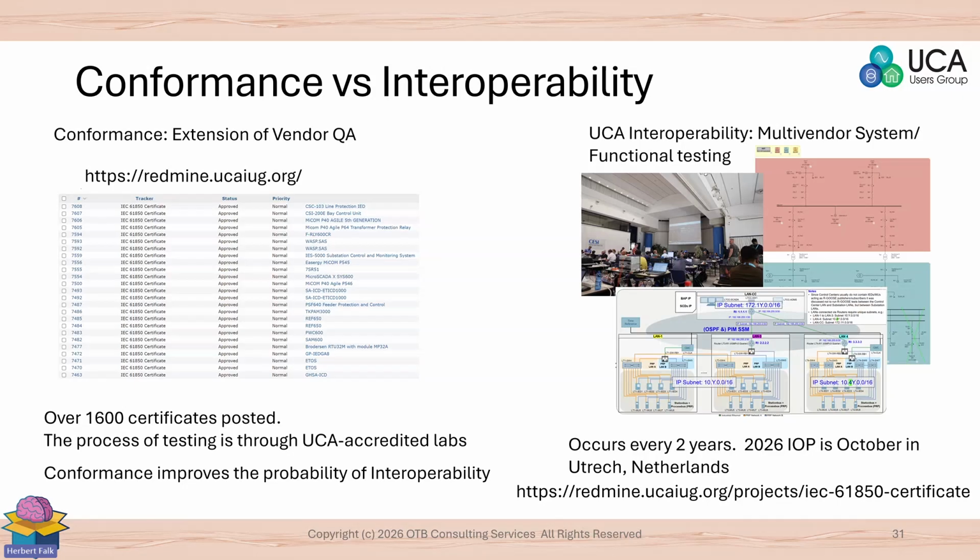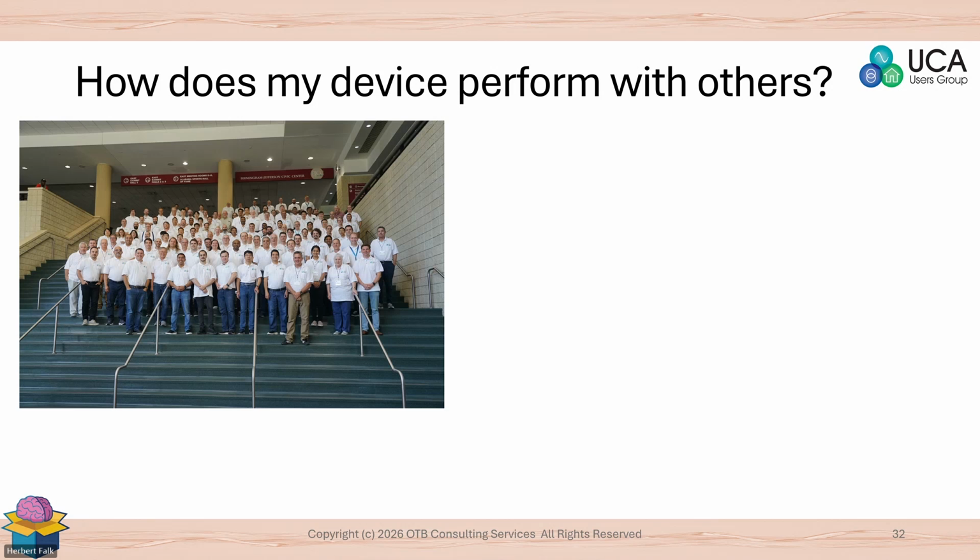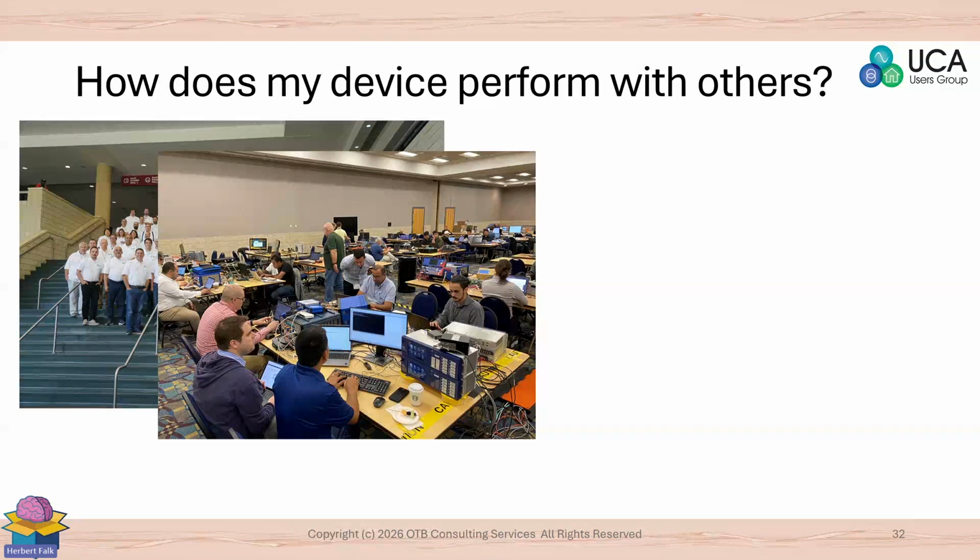Now, UCA interoperability is a multi-vendor testing function. It occurs every 2 years. The next one is in 2026 in Utrecht, Netherlands. This was the last one from Birmingham, Alabama. We had about 120 people participating. It is a place for geeks and engineers, not marketing types.